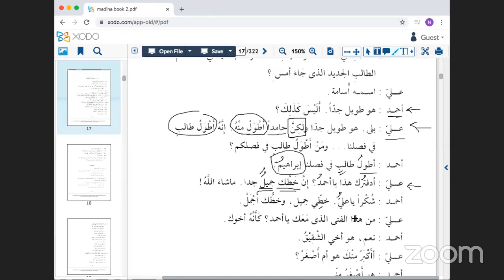So the good question over here, someone asks, what is the i'rab of khatti?